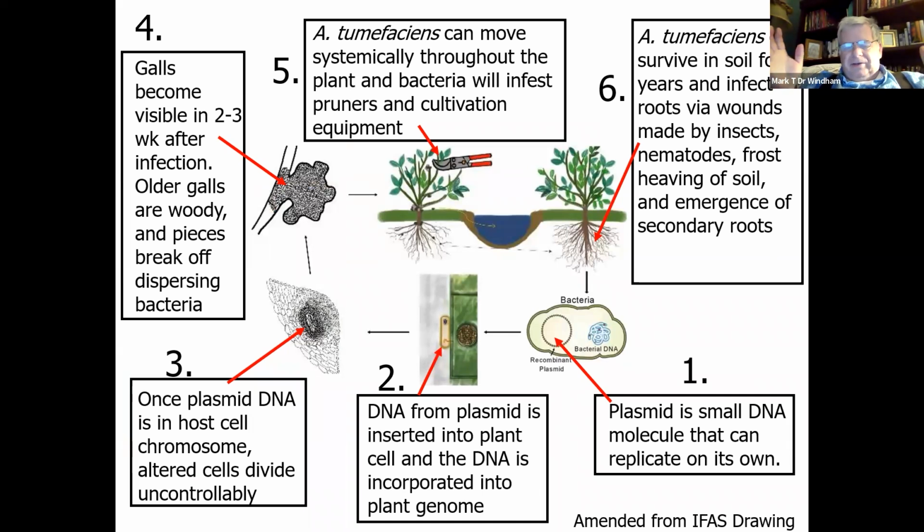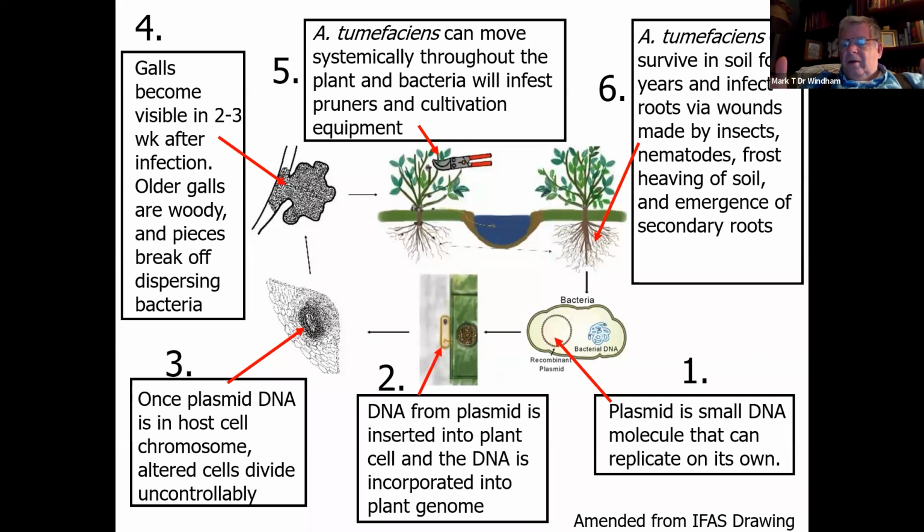Basically, all this slide is saying is that the bacterium, in addition to having the regular bacterial DNA on the chromosomes, also has something known as a plasmid. And a plasmid is a little tiny organelle inside the bacterial cell that has its own independent DNA. And the bacterium will, in number two, insert that DNA from the plasmid into the plant cell, where it will be incorporated into the plant's genome. And when this happens, the plant cell is transformed.